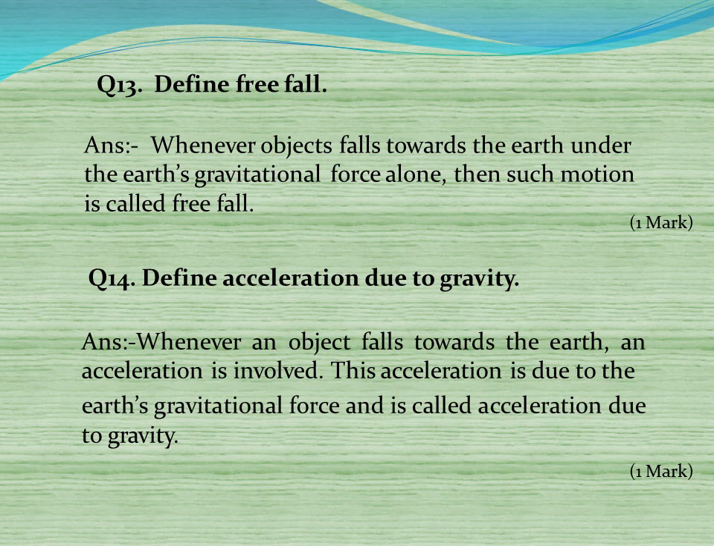Question number 14. Define acceleration due to gravity. Answer: whenever an object falls towards the earth, an acceleration is involved. This acceleration is due to the earth's gravitational force and is called acceleration due to gravity.